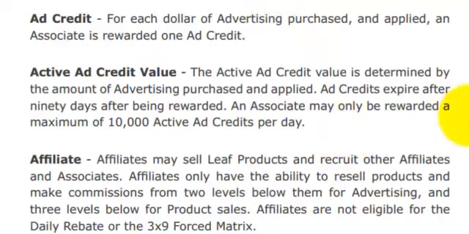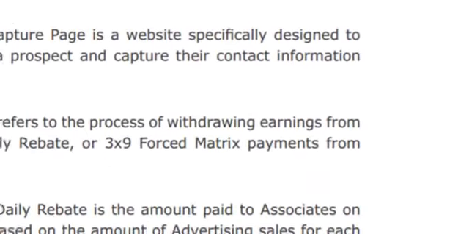The second term is an active ad credit value. The active ad credit value is determined by the amount of advertising purchased and applied. Ad credits expire after 90 days after being rewarded. An associate may only be rewarded a maximum of 10,000 active ad credits per day.